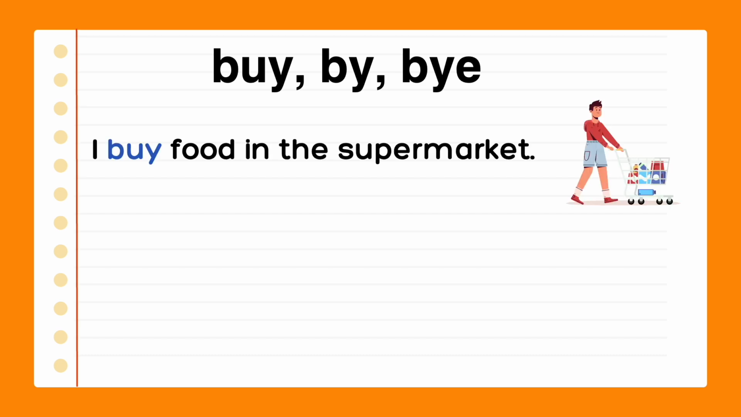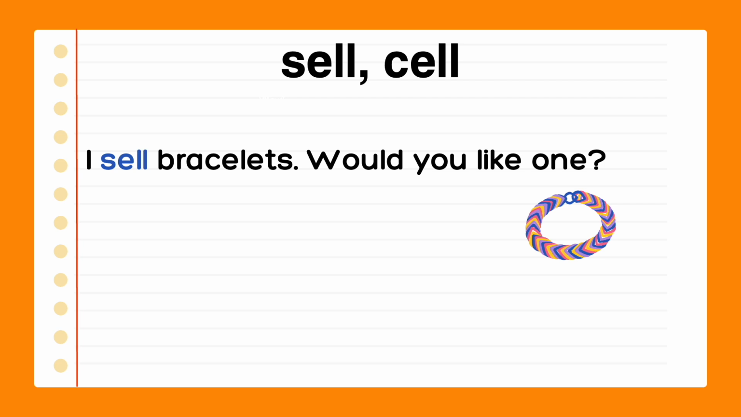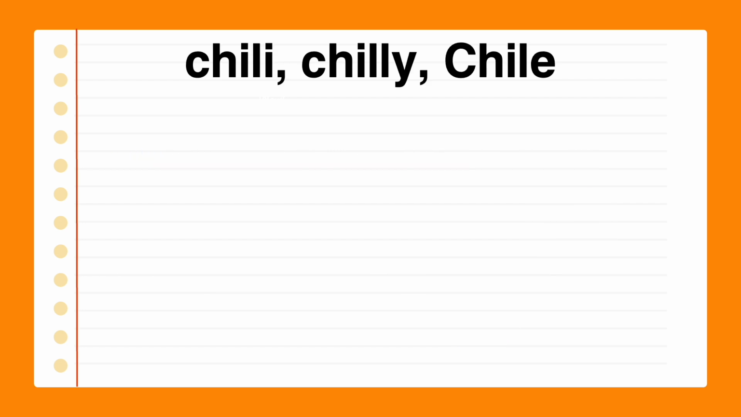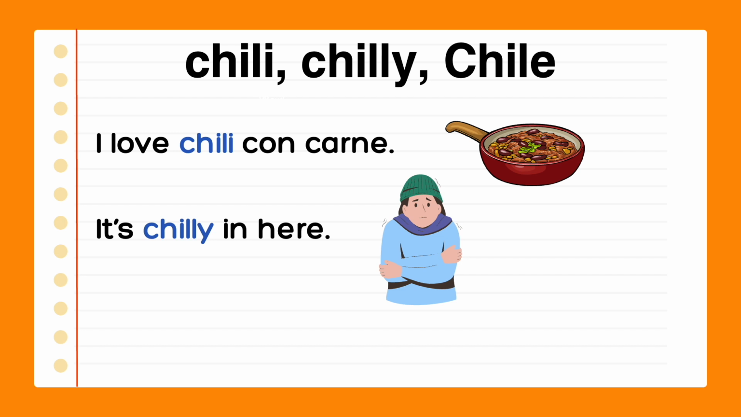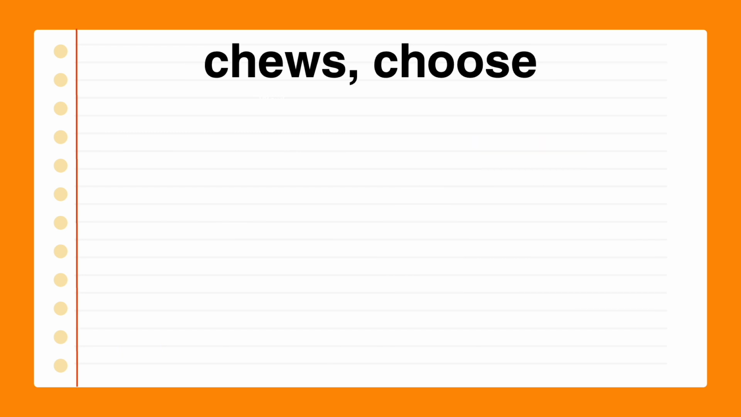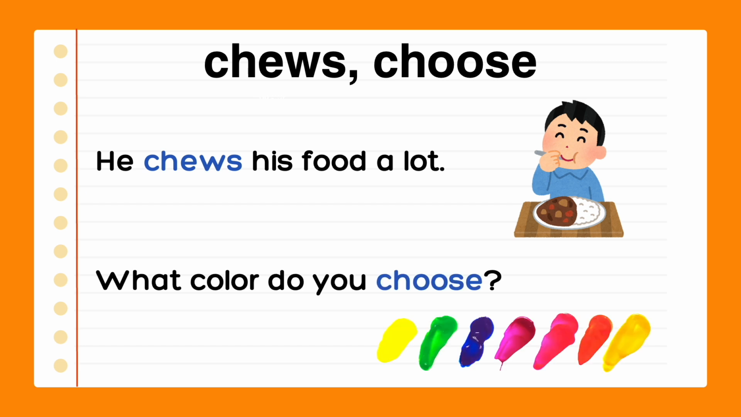Buy. I buy food in the supermarket. This is due by Friday. Bye-bye. Sell. I sell bracelets. Would you like one? My cell has no battery. Chili. I love chili con carne. Is Chile in here? Chile is a country in South America. Choose. He chews his food a lot. What color do you choose?